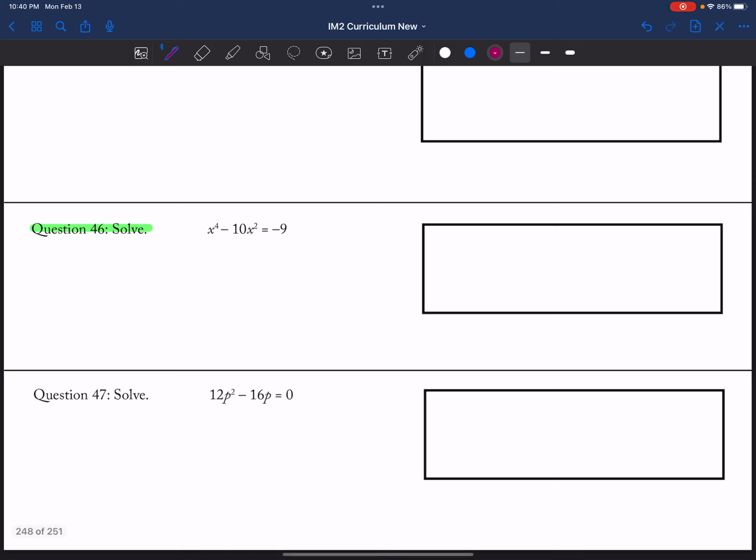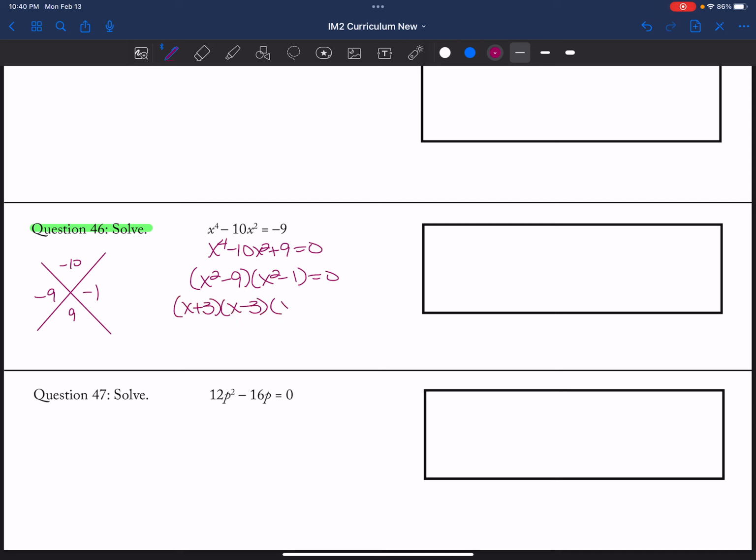Okay, last one. X to the 4th minus 10x squared plus 9 is equal to 0. So now we have this. So I have a negative 10 on the top and a 9 on the bottom. So negative 9 and negative 1. So this factors to an x squared minus 9 and an x squared minus 1 equals 0, which are both difference of squares. So x plus 3, x minus 3, x plus 1, x minus 1, all equal to 0. So x is equal to negative 3, negative 1, 1, and 3. Okay, and that's it for every other even.